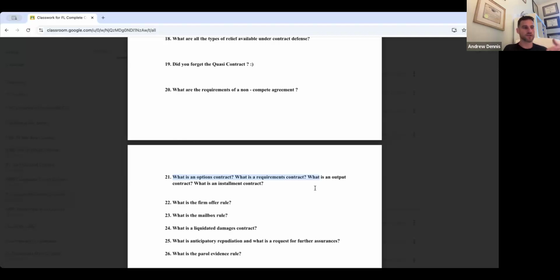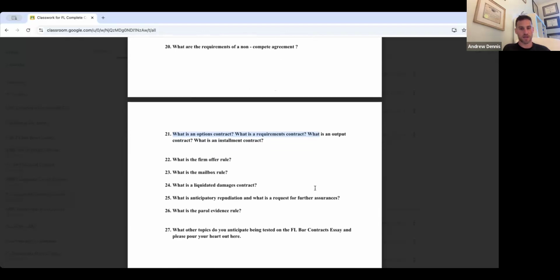It's important to note about an installment contract that a one-time breach won't be material because there's an opportunity to cure potentially in a subsequent installment. Firm offer rule between merchants: if it's in writing, it'll remain open for up to 90 days. After that, it becomes revocable. The mailbox rule: offers are effective upon receipt, whereas acceptances are effective upon dispatch. We talked about liquidated damages contemplated ahead of time, written into the contract. So look out for that.